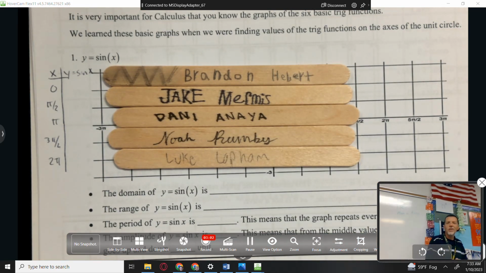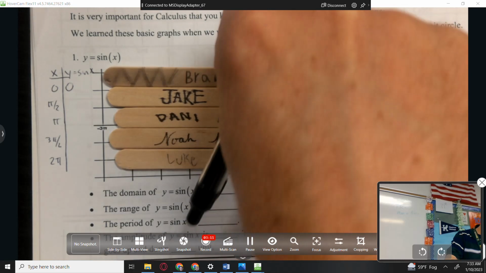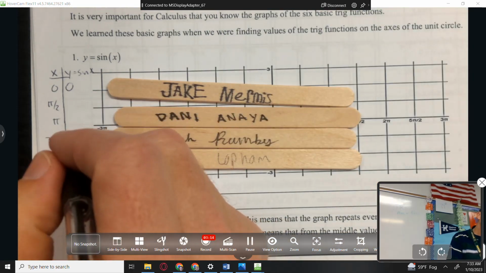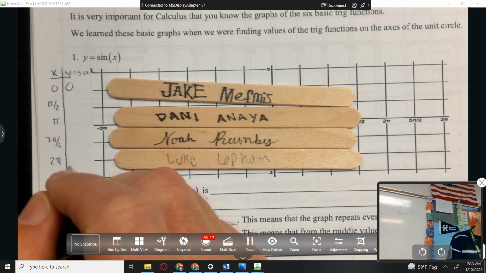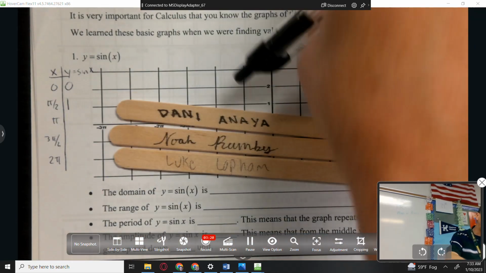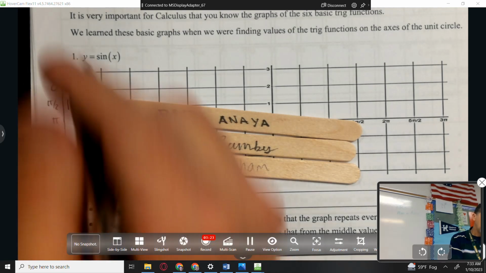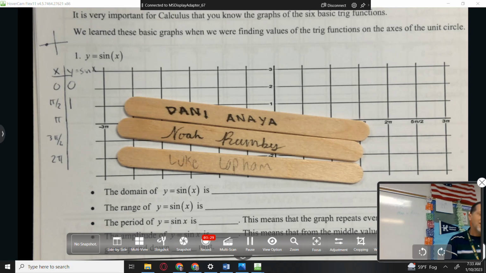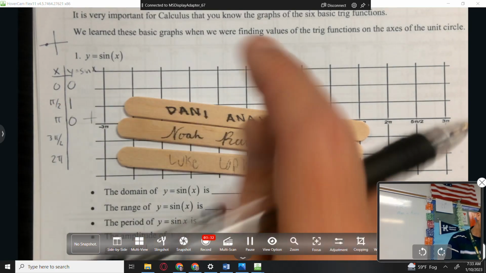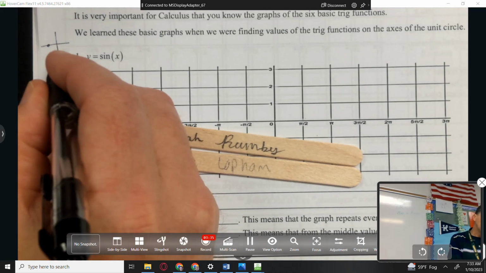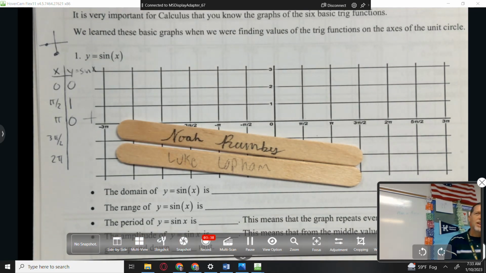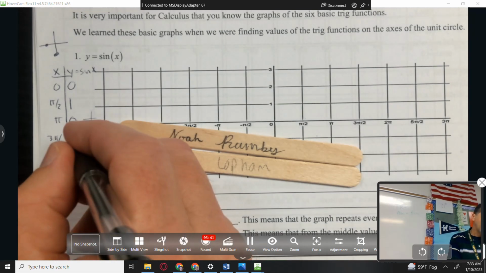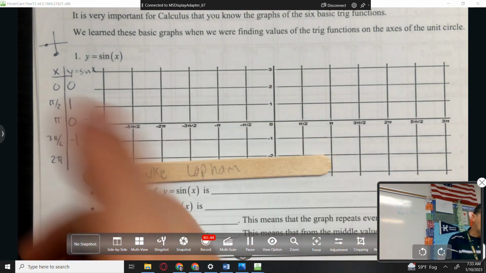All right, so in order, Brandon, what's the sine of 0? 0. Jake, what's the sine of pi over 2? Yep. Danny, how about the sine of pi? Let's see, pi's over here. Sine of pi? 0. Noah, sine of 3 pi over 2? That would be 0. No, -1. And Luke, the sine of 2 pi? 0.